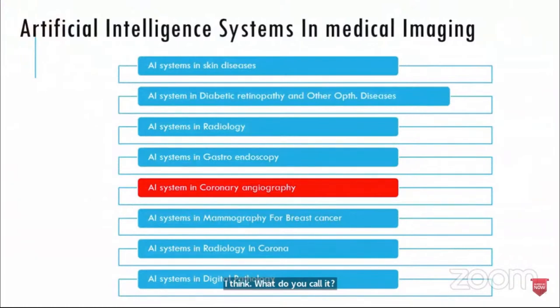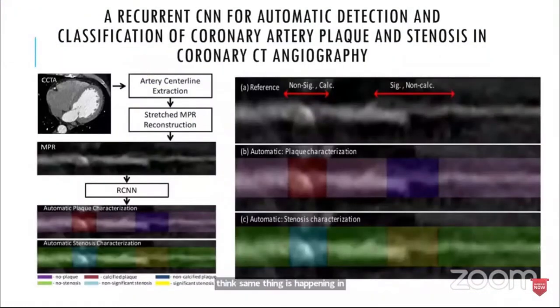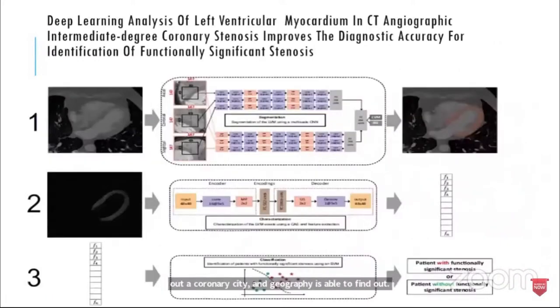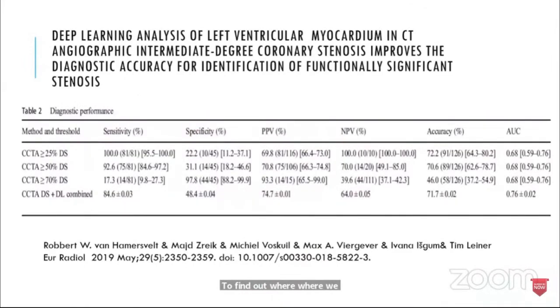The same thing is happening in coronary imaging. In coronary angios, we are interested to find out whether there is a plaque or a stenosis. And then these images can go down, and coronary CT angiography is able to find the stenosis compared to the plaques. These are other examples of deep learning analysis to find out where we have stenosis. And this is another paper where the sensitivity of all these techniques in coronary is 84%.